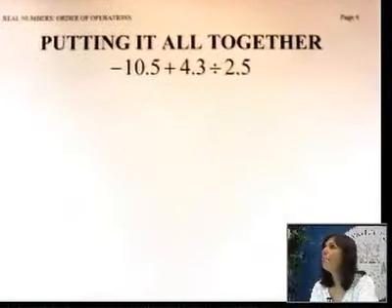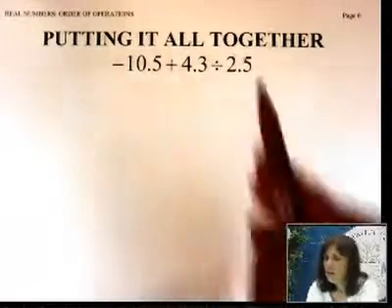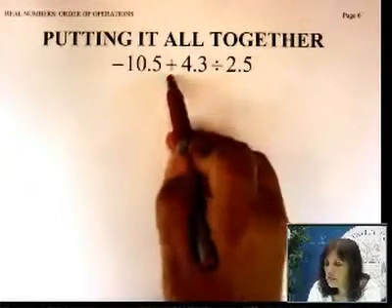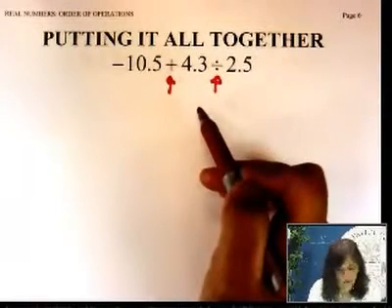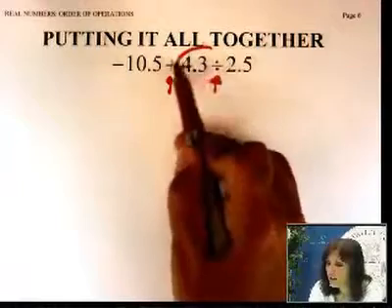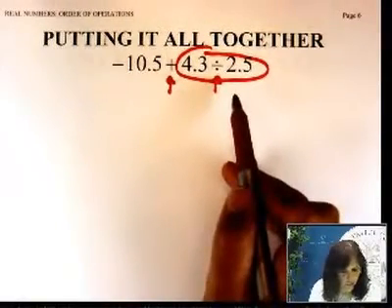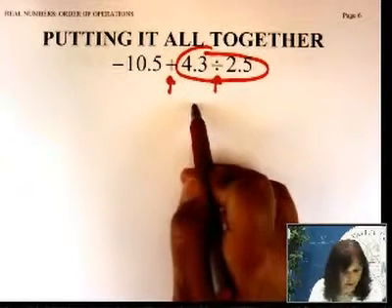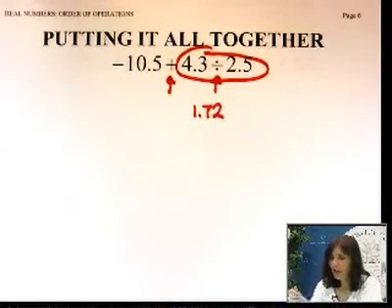How about I mix addition, subtraction, and multiplication, all these guys, and which one do you do first? So here's an addition, here's a division. Which one do I do first? I'm supposed to do the division first. So let's do this guy. What is 4.3 divided by 2.5? That actually is 1.72. And rewrite what I had before.